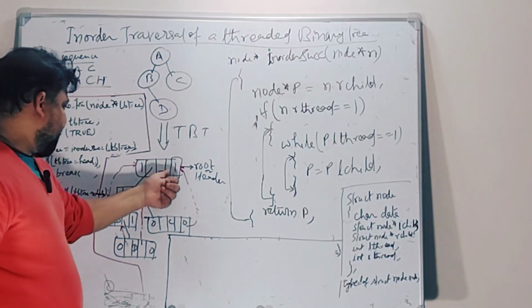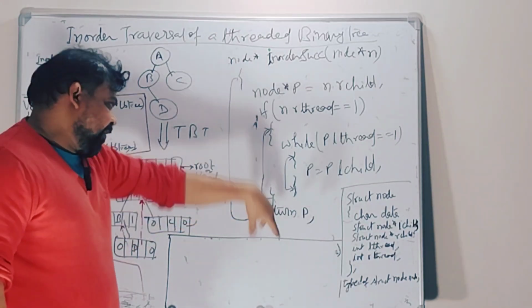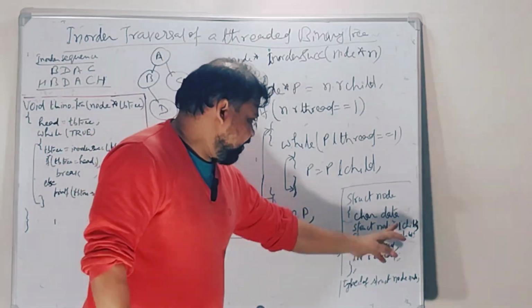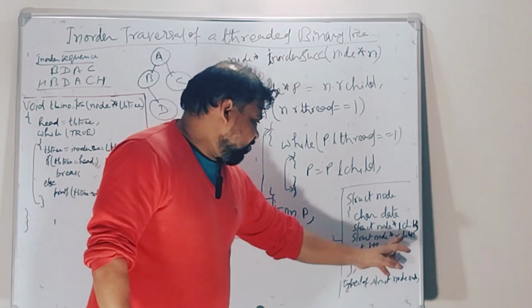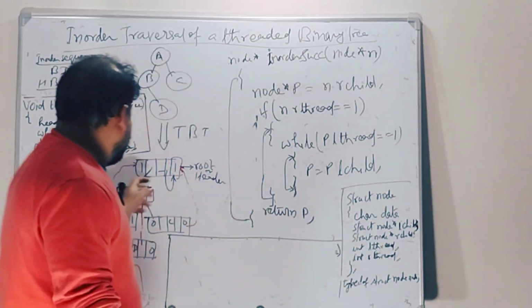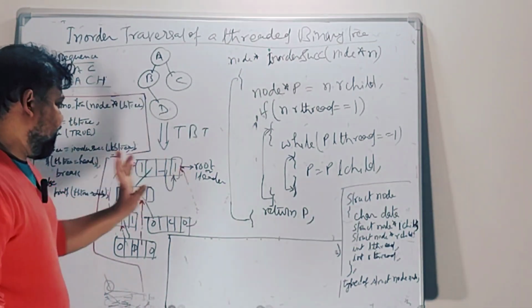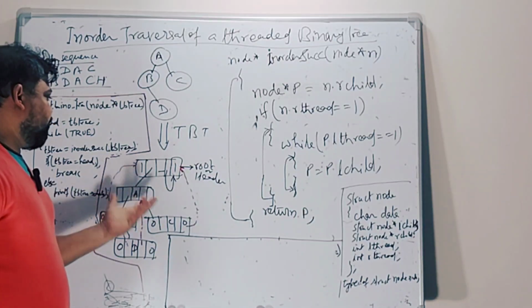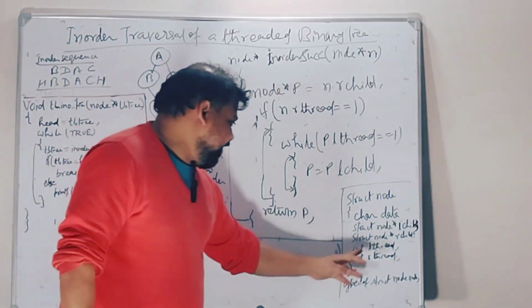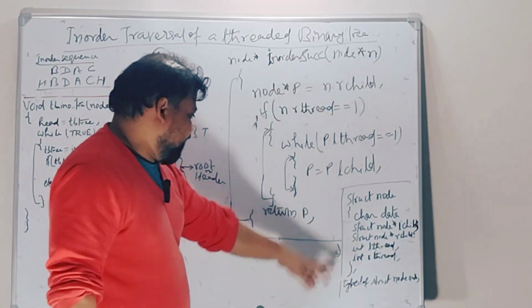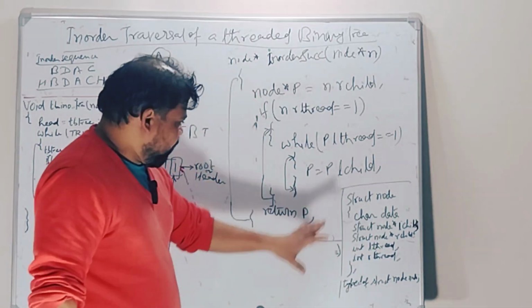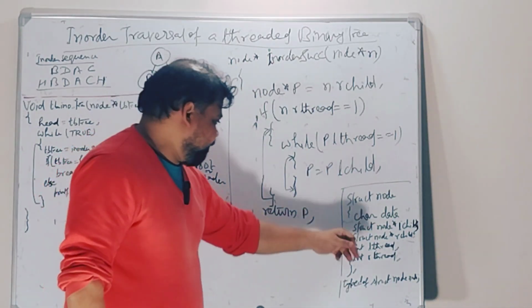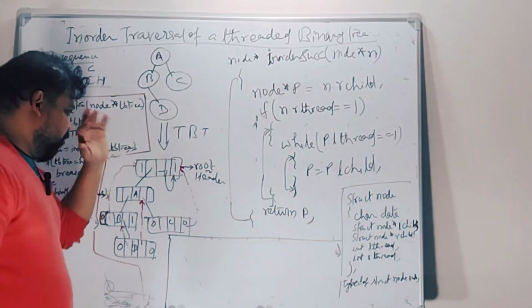Then the left child and right child are both pointers of type struct node, that's why struct node star L child, struct node star R child. And then these two values, L thread and R thread, I have taken as integer types because they take the value of 0 and 1. So int L thread and int R thread, and after that curly braces and the semicolon. That means this structure is now representing this node.